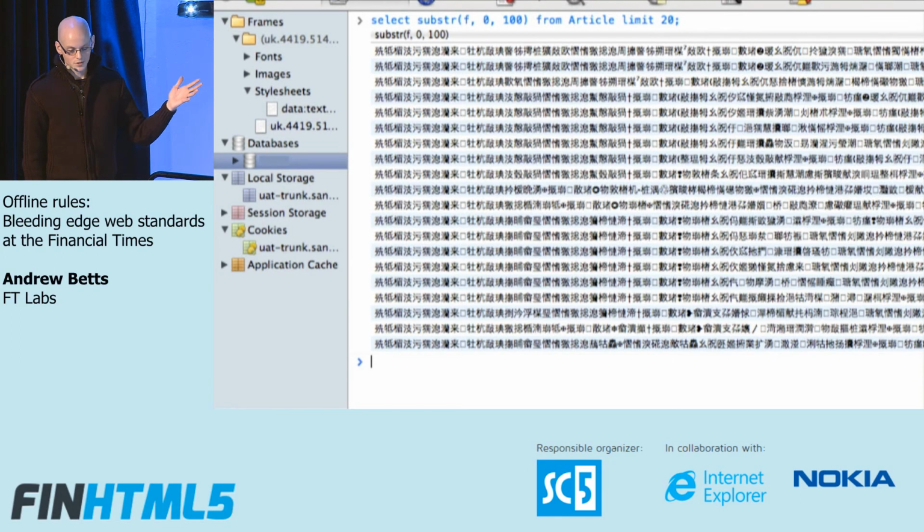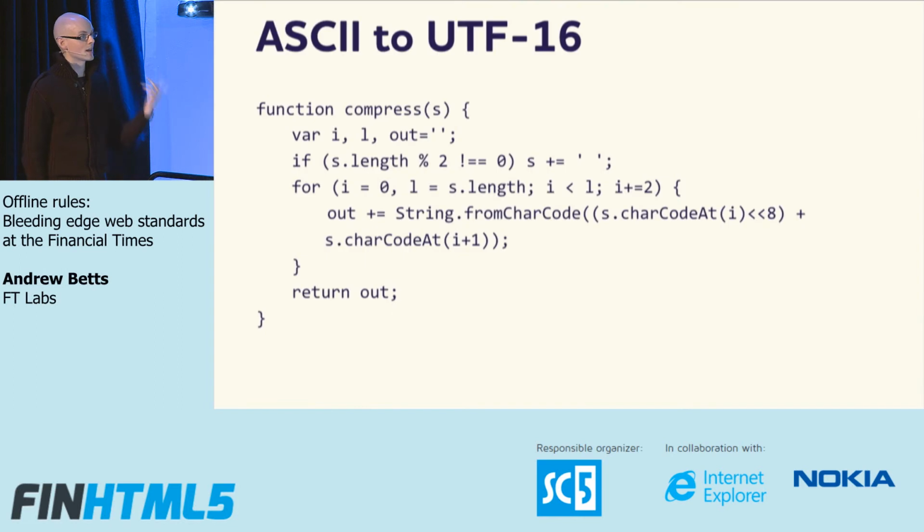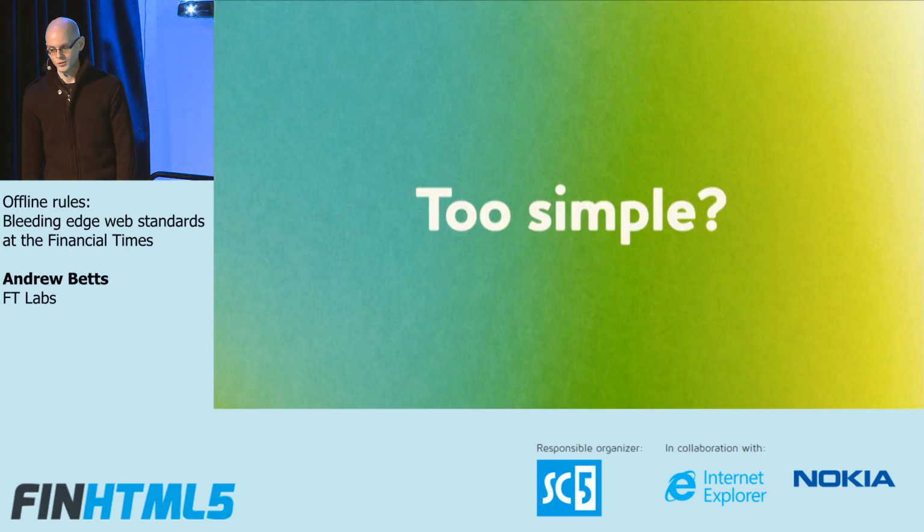Unfortunately, DevTools makes it look a bit like this, so debugging becomes slightly more difficult. But the actual algorithm for doing it is very simple. That is it. That's the entire code. I haven't simplified that at all. That's exactly what we run to convert the ASCII to UTF-16. And I know what you're thinking: this is too simple. We need to make this more complicated.